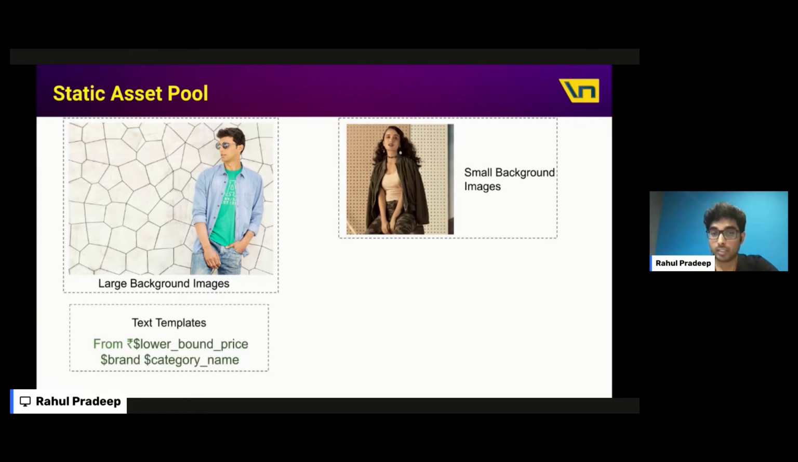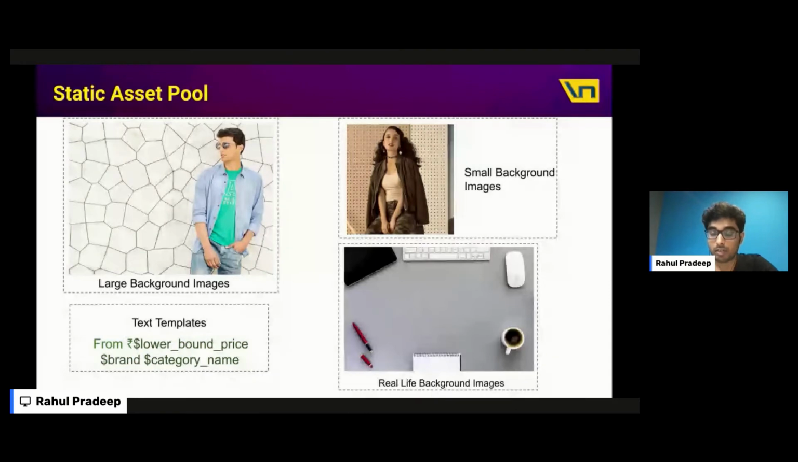We also have these textual templates. So the entire textual component, if you see, has some dynamic aspects like price in it, and then there are some static aspects like, in this case, the word "from", right? And these variables are then resolved based on the attributes from the product selection themselves. And then we have these real life background images as well. For example, in this case, it's an image of an office desk where there is a space in between where we try to place an image of an electronic item, maybe a phone or a tablet, to make the creative look very real life, right?